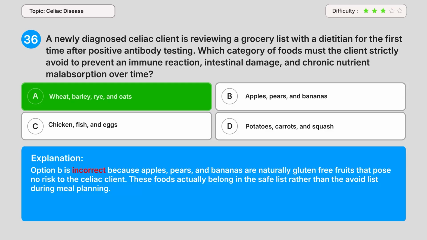Option B is incorrect because apples, pears, and bananas are naturally gluten-free fruits that pose no risk to the celiac client. These foods actually belong in the safe list rather than the avoid list during meal planning.